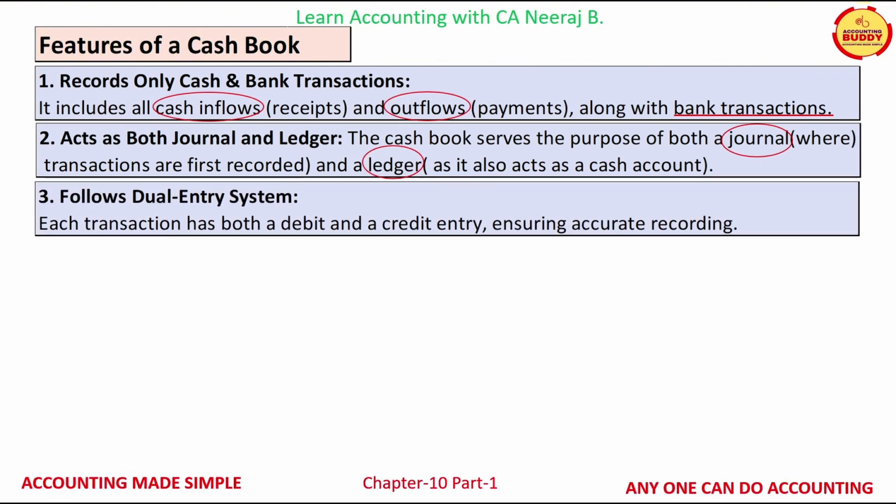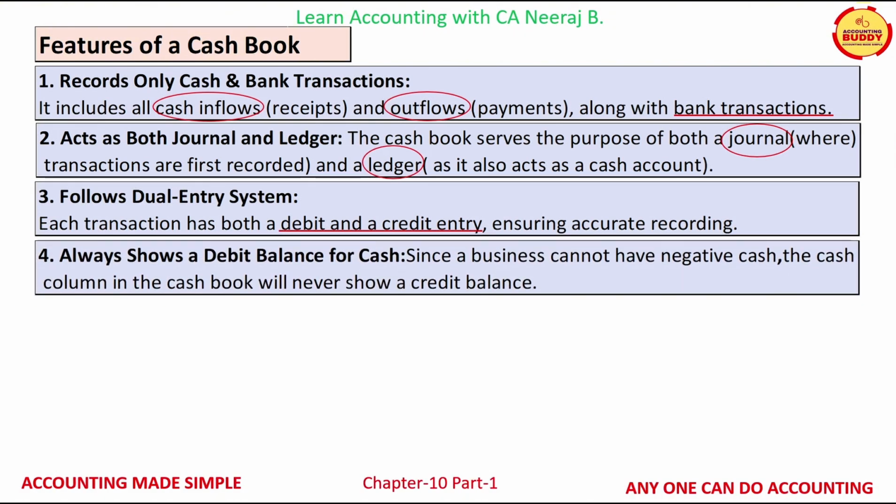Feature number three is cash book follows dual entry system. Each transaction has both a debit and a credit entry, ensuring accurate recording. Feature number four is cash book always shows a debit balance for cash. Since business cannot have a negative cash, the cash column in the cash book will never show a credit balance.